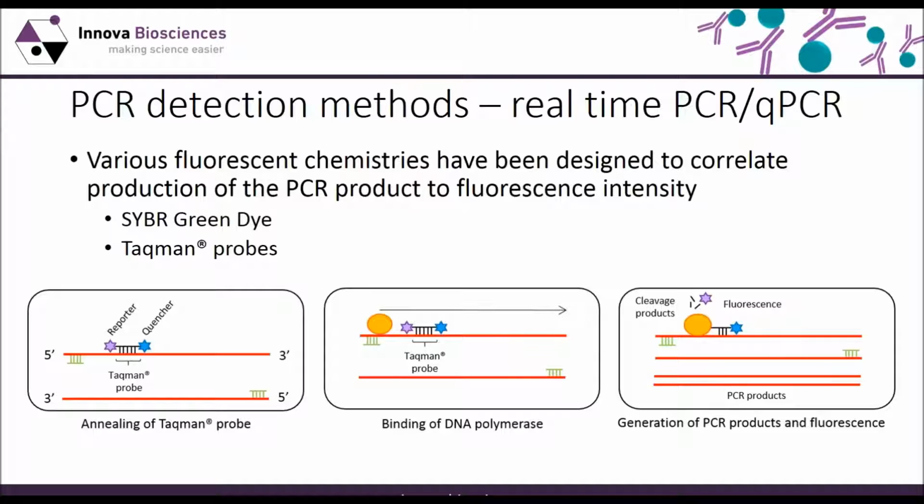TaqMan probes are designed to anneal to the specific DNA sequence which is to be amplified during the PCR reaction. As the DNA polymerase carries out DNA synthesis, it uses its exonuclease activity to cleave nucleotides sequentially from the 5' end of the TaqMan probe. This causes separation of the reporter fluorophore from the quencher, giving rise to a measurable fluorescent signal. While SYBR Green will bind to any double-stranded DNA molecule, the TaqMan assay is specific to a particular target. Labeled probes, such as the TaqMan probes, therefore provide the opportunity for multiplexing.